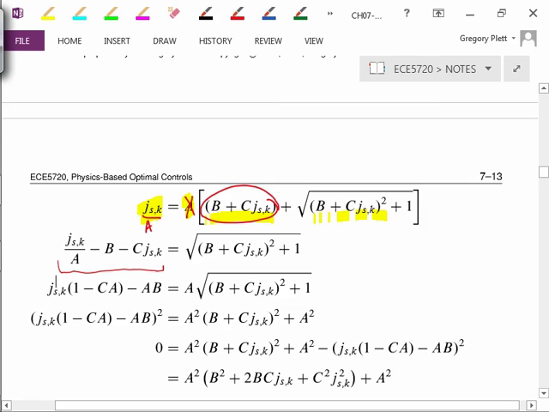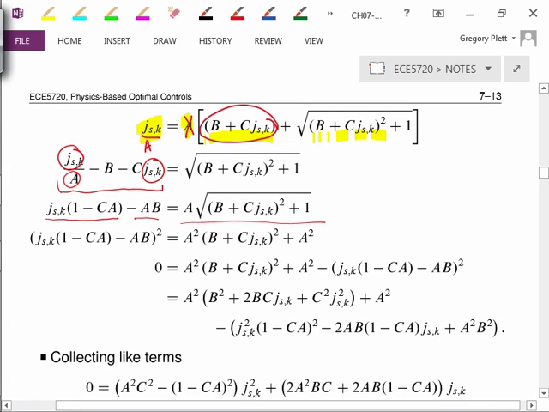And I could work with that just as is, but I chose to re-multiply through by A. I thought that was a little bit simpler, and then notice that I've got a j_s there and there that I can combine together. So I end up with j_s times (1 minus CA) minus AB on the left-hand side, and then A times this square root on the right-hand side.